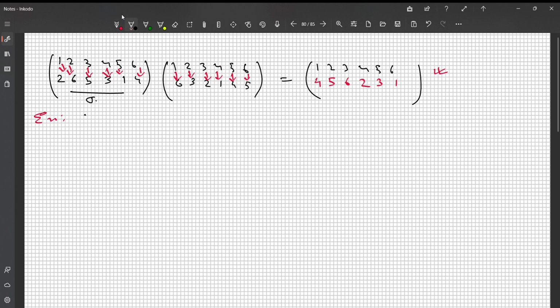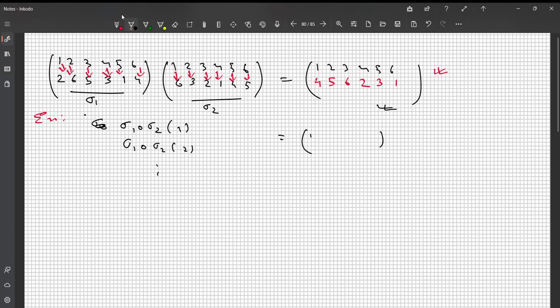Now the exercise you might take up: you can come up with this result using the bijective notation. That is, if you consider this permutation to be sigma 1 and this permutation to be sigma 2, then just find out all possible elements of sigma 1 composed with sigma 2. So that is, what is sigma 1 composed with sigma 2 of 1, sigma 1 composed with sigma 2 of 2, and so on. We will come up with this same result.